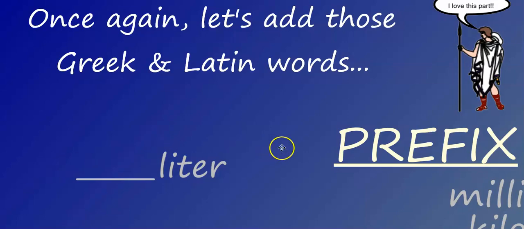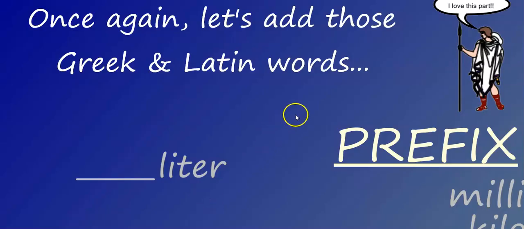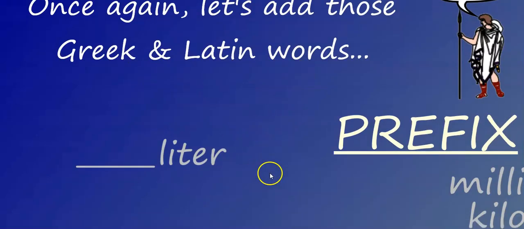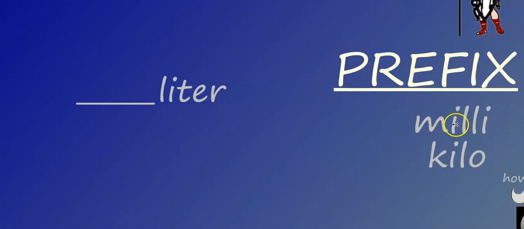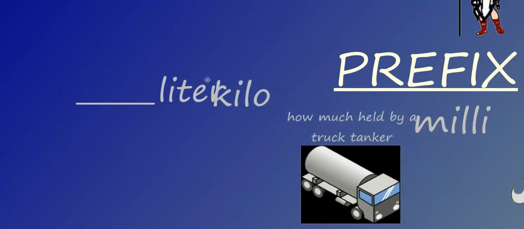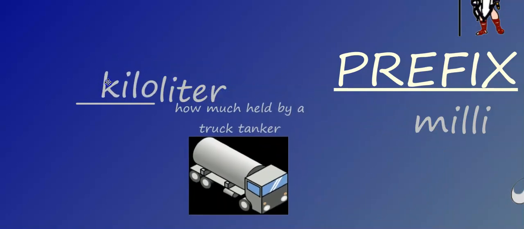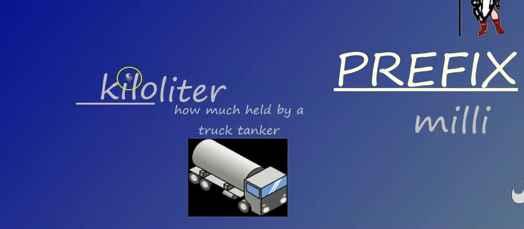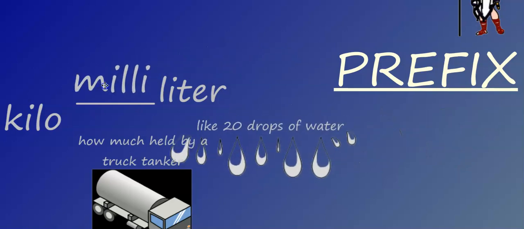Let me make sure that I didn't miss something on the bottom here. All right, so then once again, let's add those Greek and Latin words. So we have over here milli and kilo. So these are the prefixes. A kilo is how much is held by a tanker truck. Okay, so a kilo is 1,000. Think of kilo as 1,000 liters. So you can pour 1,000 liters in here to fill it. So kilo.